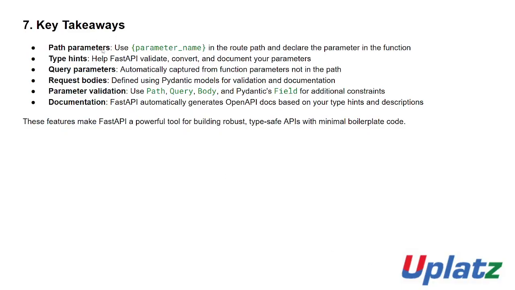7. Key takeaways. Path parameters: use the parameter name in the route path and declare the parameter in the function. Type hints let FastAPI validate, convert, and document your parameters. Query parameters are automatically captured from the function parameters, not in the path. Request bodies are defined using Pydantic models for validation and documentation. Parameter validation: use Path, Query, Body, and Pydantic Field for additional constraints. Documentation: FastAPI automatically generates OpenAPI docs based on your type hints and descriptions. These features make FastAPI a powerful tool for building robust, type-safe APIs with minimal boilerplate code.